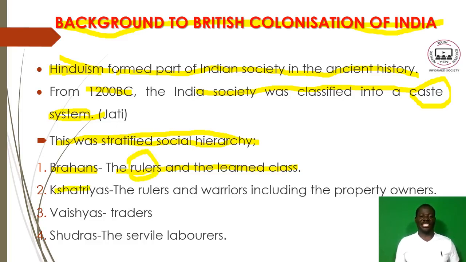And they were also the Kshatriyas, you may pronounce it however. These were the rulers as well as the warriors, including the property owners, the respected people of the society. Then there were the Vaishyas, who were the traders, and the others were the Shudras. These were the servile laborers. Just as there were serfs in Russia, these were the serfs or the serviles, the Shudras, in India.